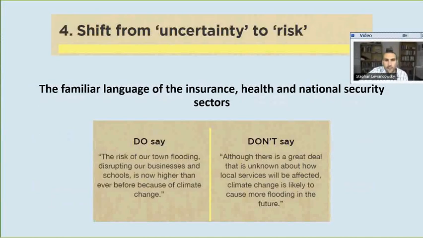So the fourth principle in the handbook is about making a subtle but potentially important shift from talking about uncertainty to talking about risk. And most people feel more familiar with risk, I think it's fair to say, than they do with the idea of uncertainty. So house insurance, health risks, national security risks, these are all quite common, familiar, everyday issues that people can maybe engage with more easily than they can with this slightly more alien term uncertainty, which has connotations of not knowing rather than degree of knowledge.